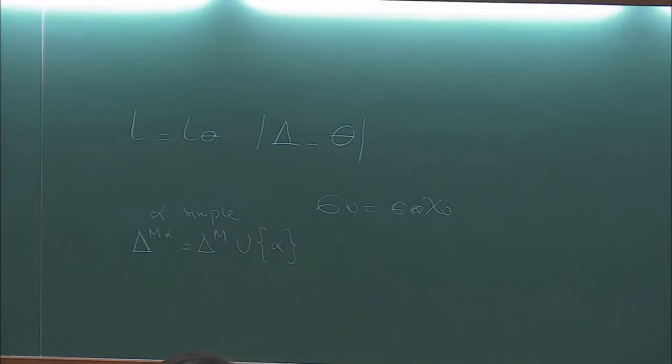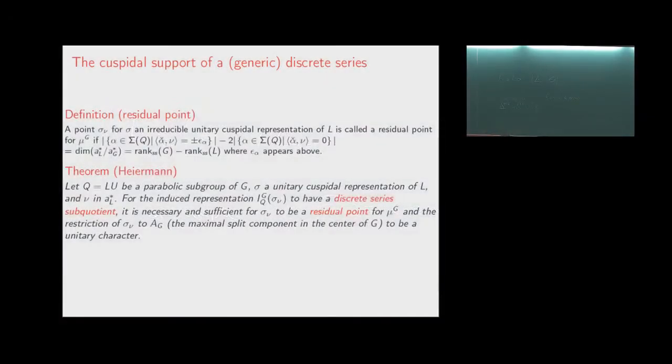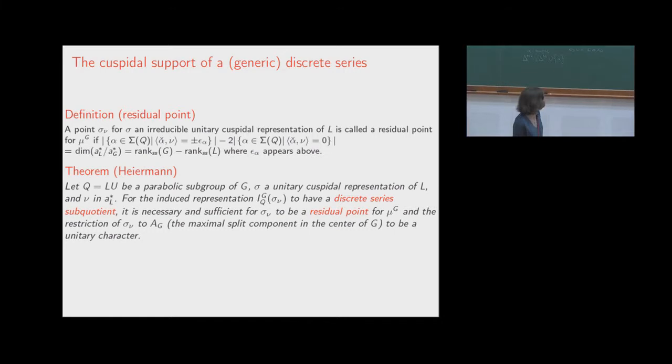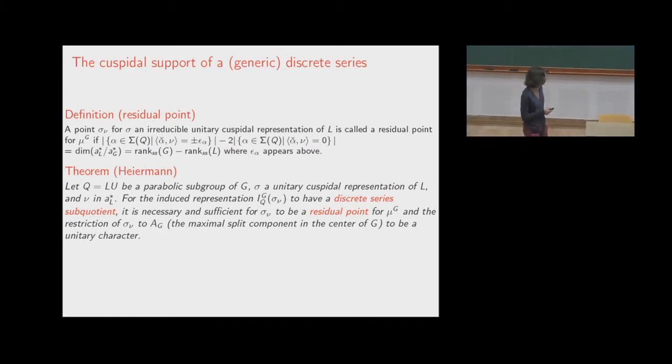And if you have such a residual point, this is the content of the next theorem. If this is a residual point for the function mu_G, then this induced representation has a discrete series subquotient. So you have a way to characterize the occurrence of a discrete series subquotient by this condition of having a residual point.